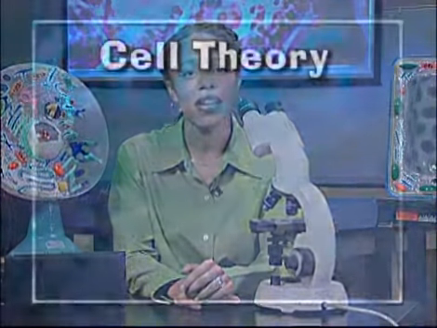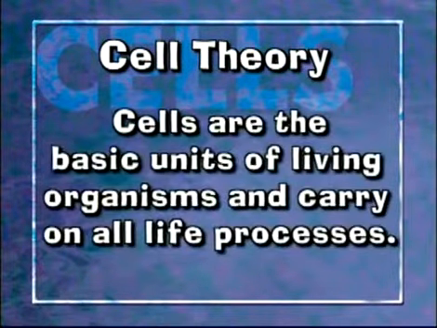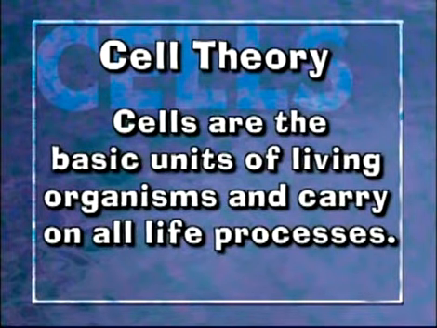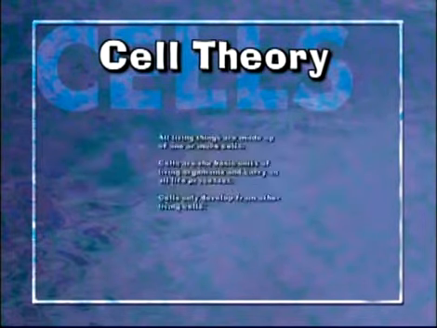After nearly 2 centuries of research on cells, scientists had gathered enough information to form a cell theory. It states that all living things are made up of one or more cells. Cells are the basic units of living organisms and carry on all life processes. And cells only develop from other living cells.